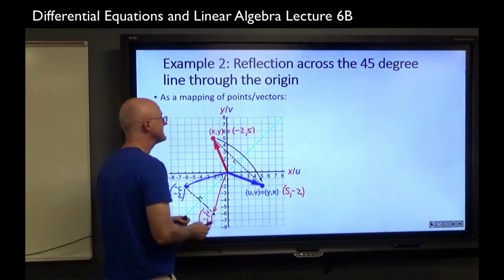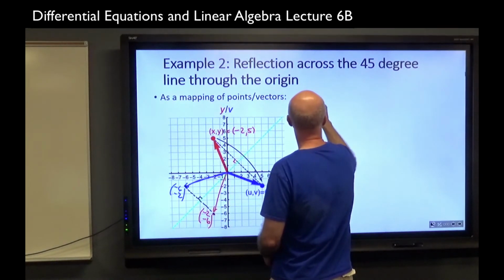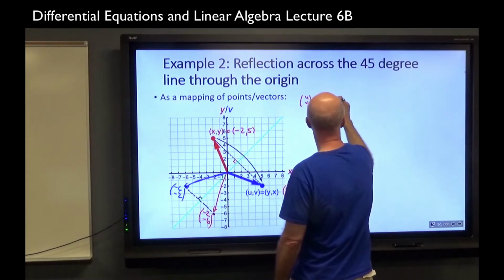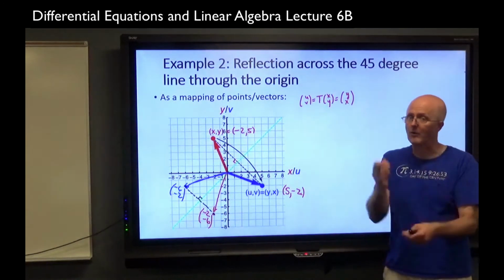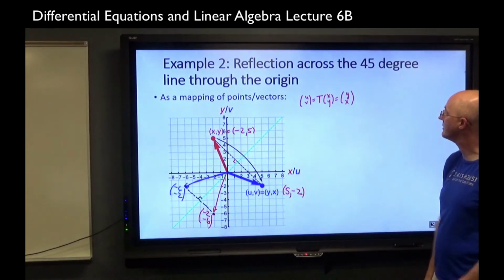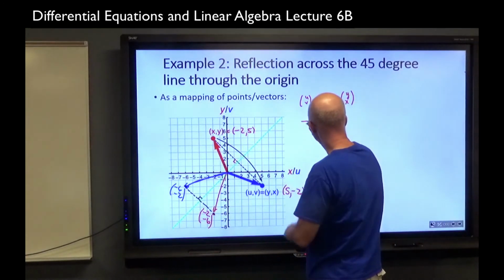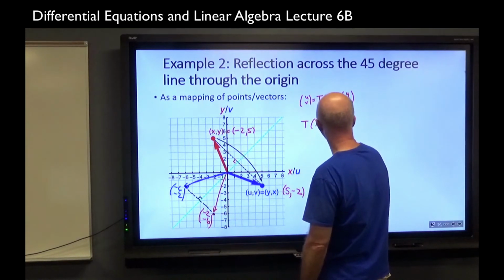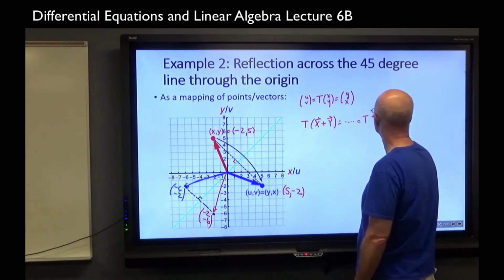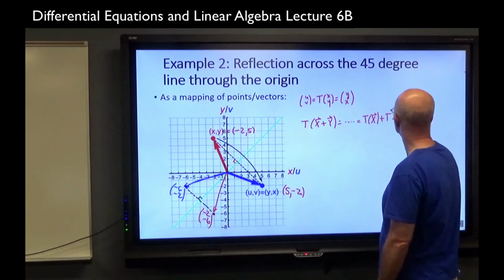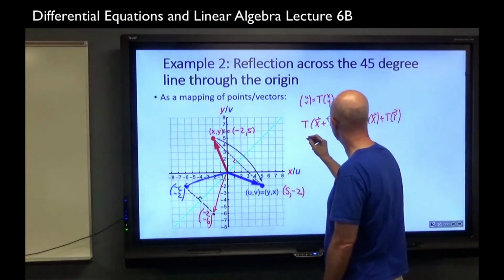So the formula in this case is that (u, v) equals T of (x, y) equals (y, x). You swap the coordinates or components. That's what the formula is telling you to do. And once again, the operation preserving properties are going to hold. You should double check that. And the one with an arbitrary scalar in front will hold.